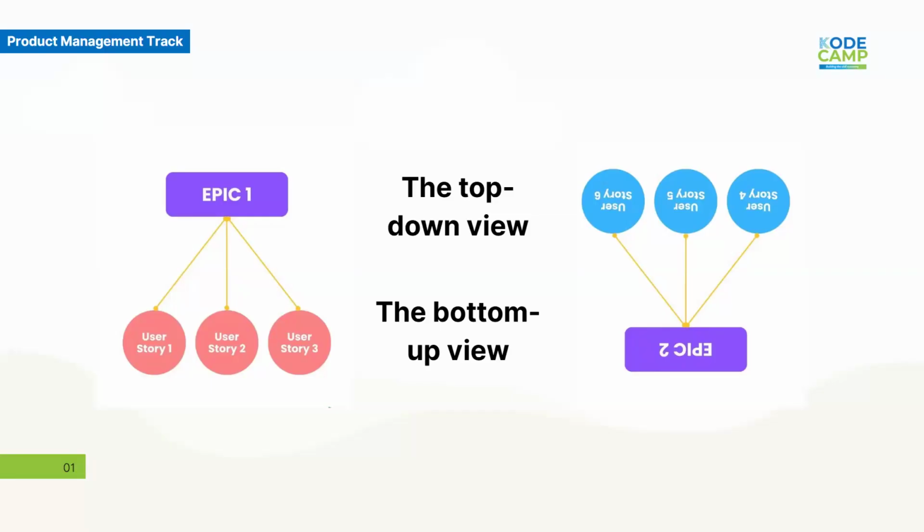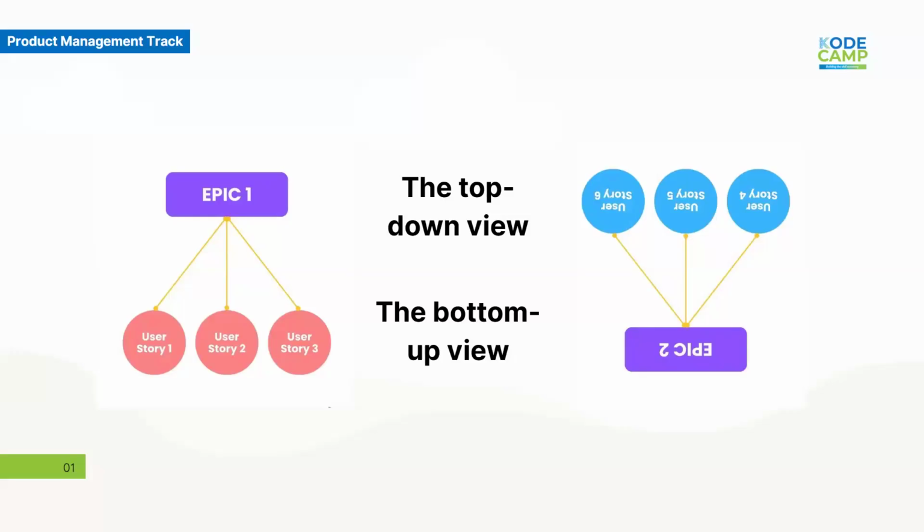Now, on the flip, we also have the bottom-up view. And this is where the real work actually begins. In contrast, the bottom-up view focuses on the nitty-gritty details, right, of an epic. It involves breaking down the epic into smaller, actionable user stories or tasks, right? This granular approach helps the development team understand what needs to be done and allows for better planning and estimation, right?